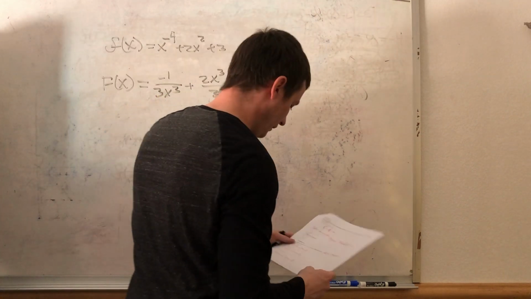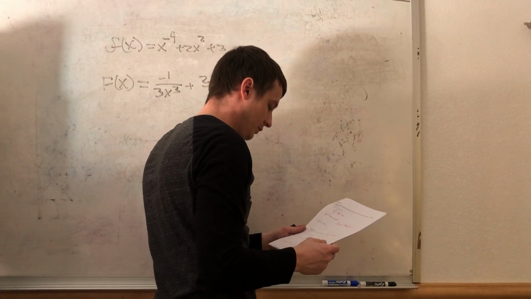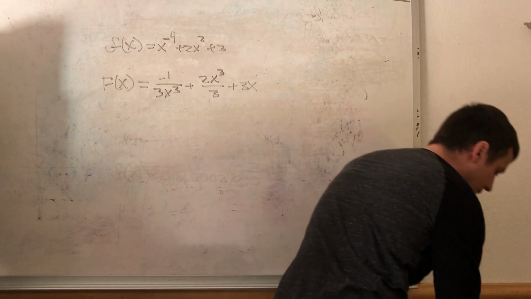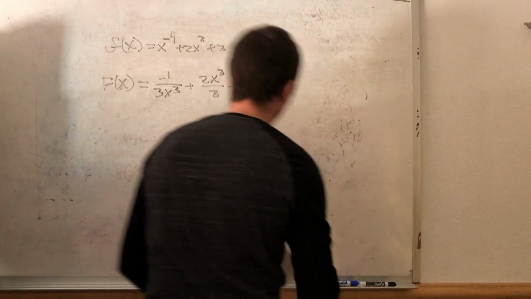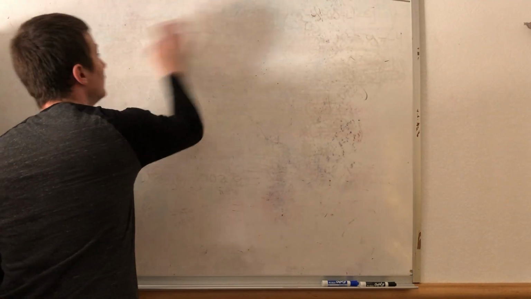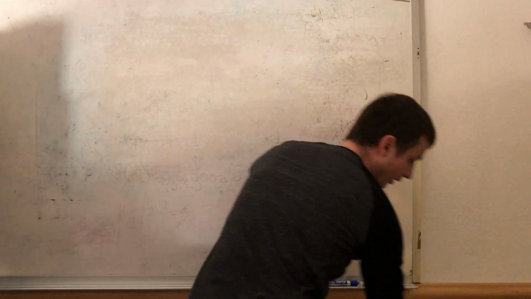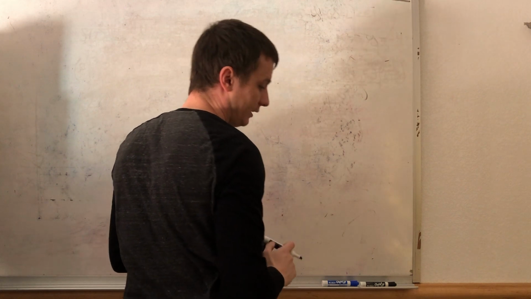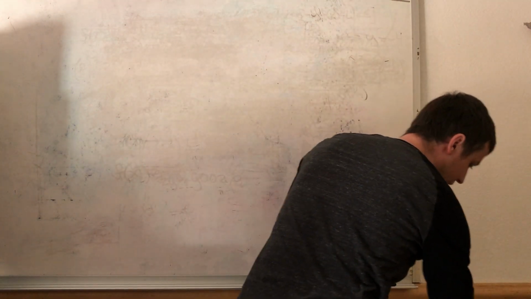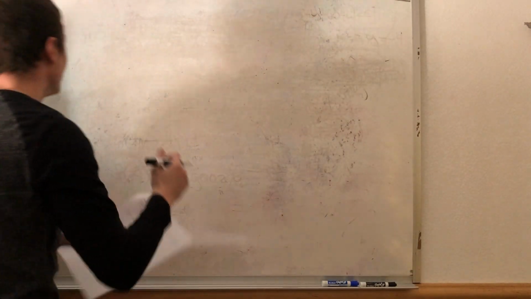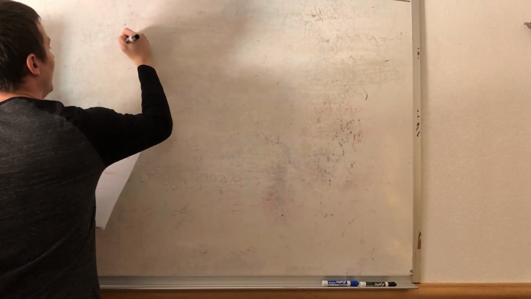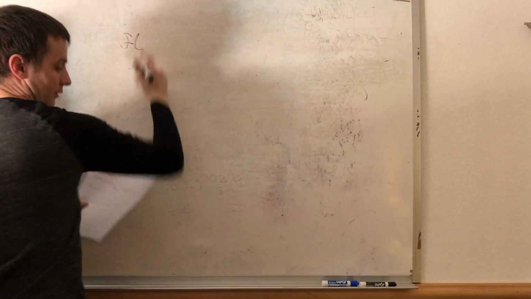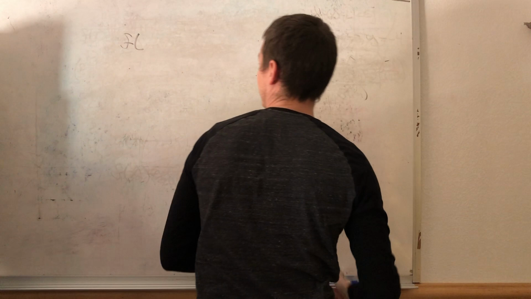Okay, so next problem. The next problem gave us a function, and then we were supposed to find the antiderivative of that function at a point given some other information. So let's see.